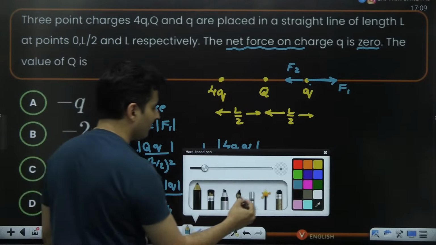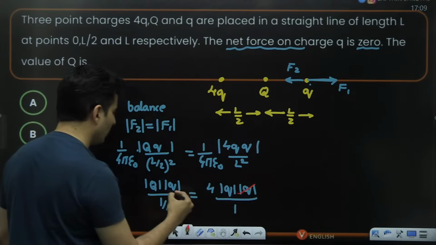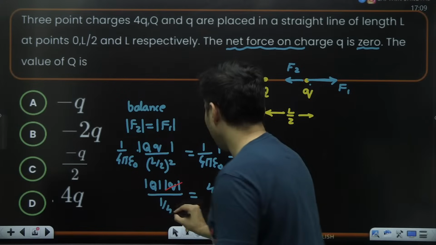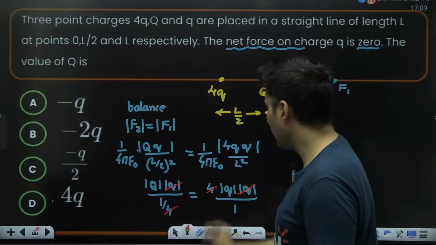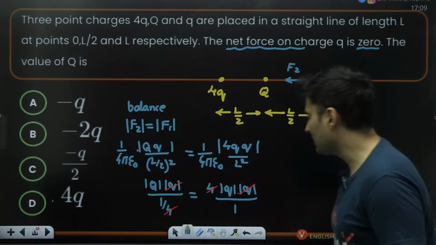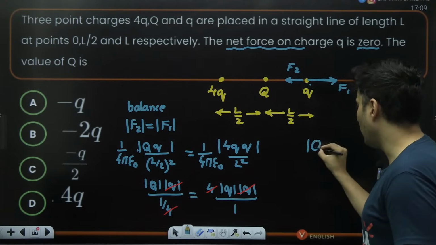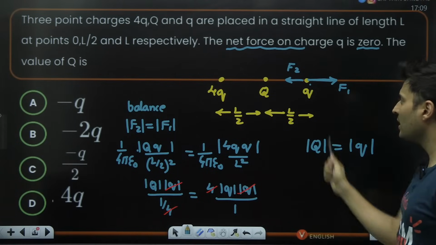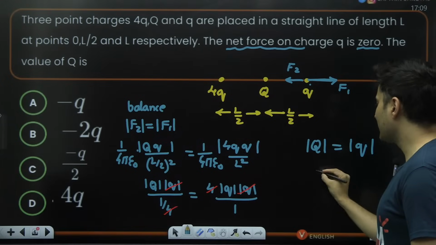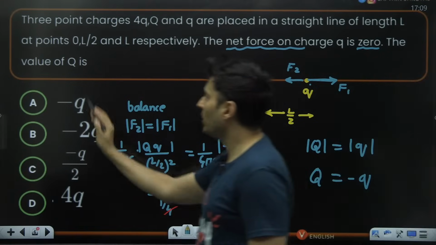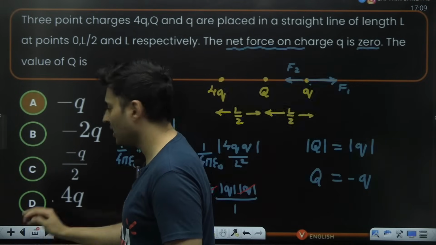What I can further cancel is this q over here and this q over here. This 4 will go on the top and it will eventually cancel with this guy. So what am I left with? The magnitude of this Q is the magnitude of small q. Magnitude wise they are equal, but since they are attractive, sign wise they should be opposite, so it should be negative. Hence capital Q is negative q, which is option A.